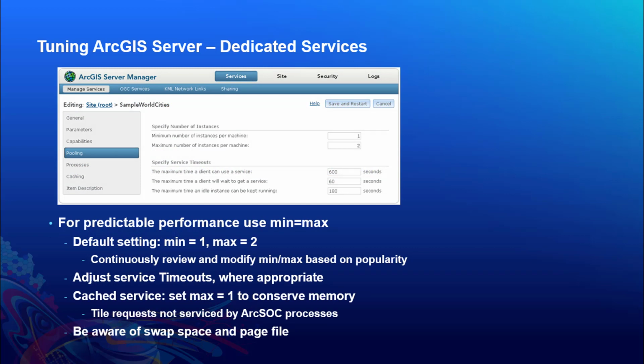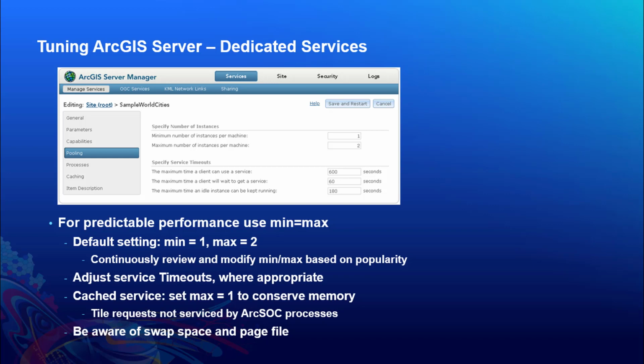So with respect to ArcGIS Server Manager, what does it look like, the minimum and maximum instance settings? Here we can see a screenshot from Manager where we have a minimum of 1 and 2. That's the default, and that's important to note. That 2 may not be enough if your service is very, very popular. You may want to increase that accordingly.